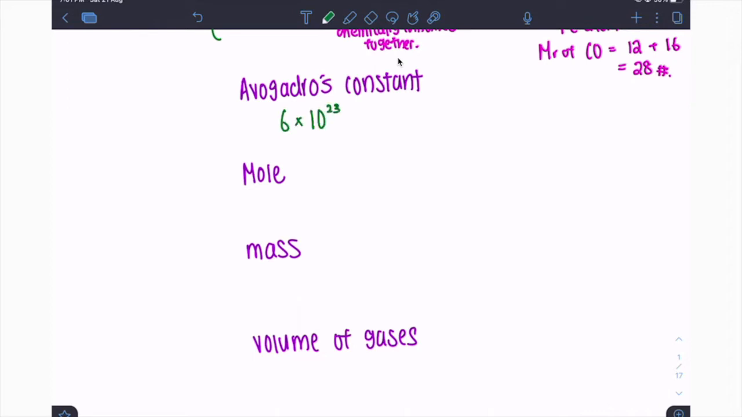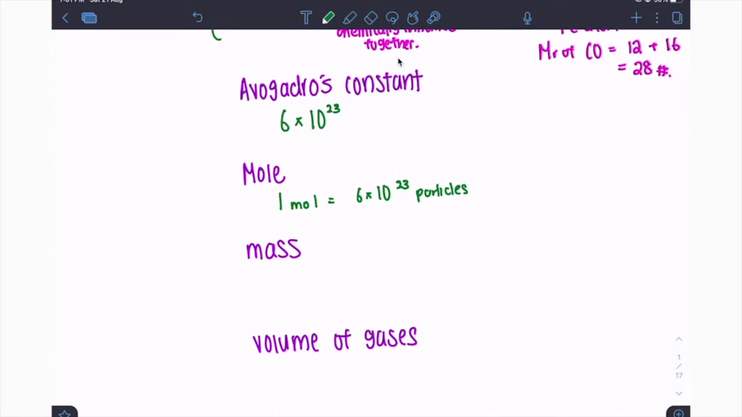So this scientist called Avogadro decided, since it's very hard to count individual atoms, let's collectively look at a group of atoms. Let's specifically look at 6 times 10 to the power of 23 atoms and call them a mole, right? So 1 mole is always 6 times 10 to the power of 23 particles.